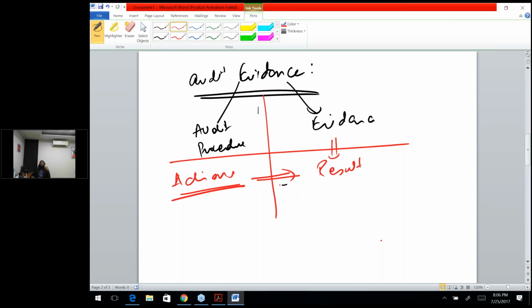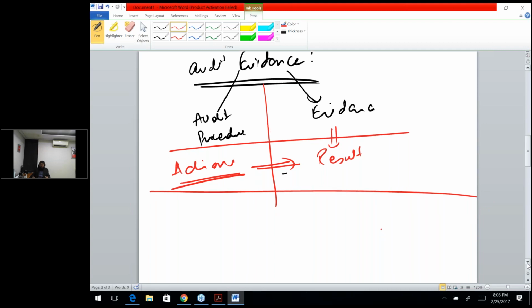Usually, when the examiner asks to state the audit evidence, you would expect to find the students end up writing down the audit procedure. They are unable to differentiate or distinguish between the evidence and the procedure. So I'm going to explain to you what is evidence and what is procedure. Let's just try to understand this.